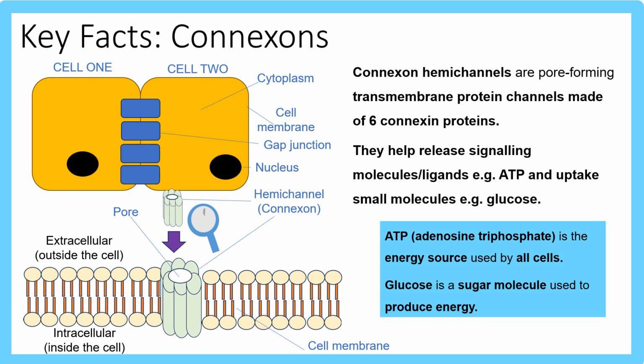What it functions to do is to release signaling molecules or ligands such as ATP. ATP is an abbreviation of adenosine triphosphate, which is the energy source used by all cells. So when we say the cells are producing energy, it's in the form of ATP. They also help release small molecules such as glucose. Glucose is a sugar molecule, and that can be taken up by the cells and used to produce energy via a process called respiration.